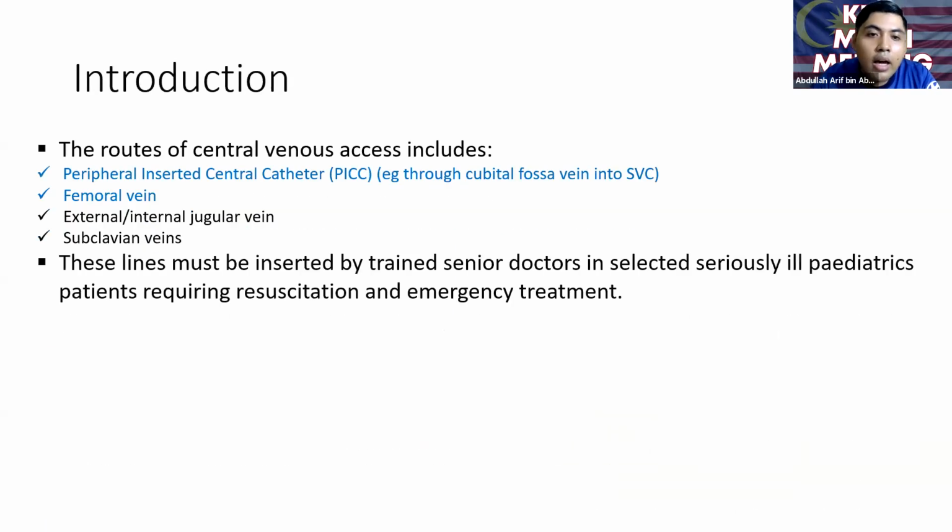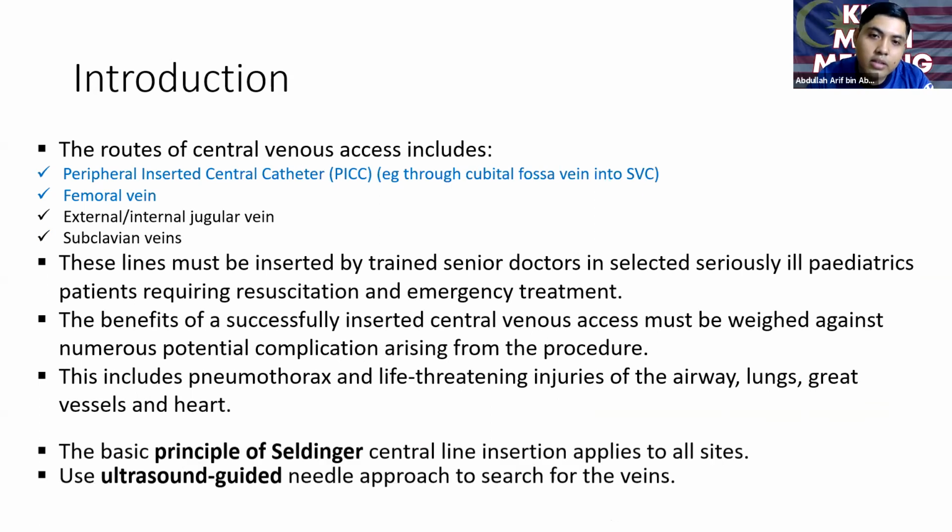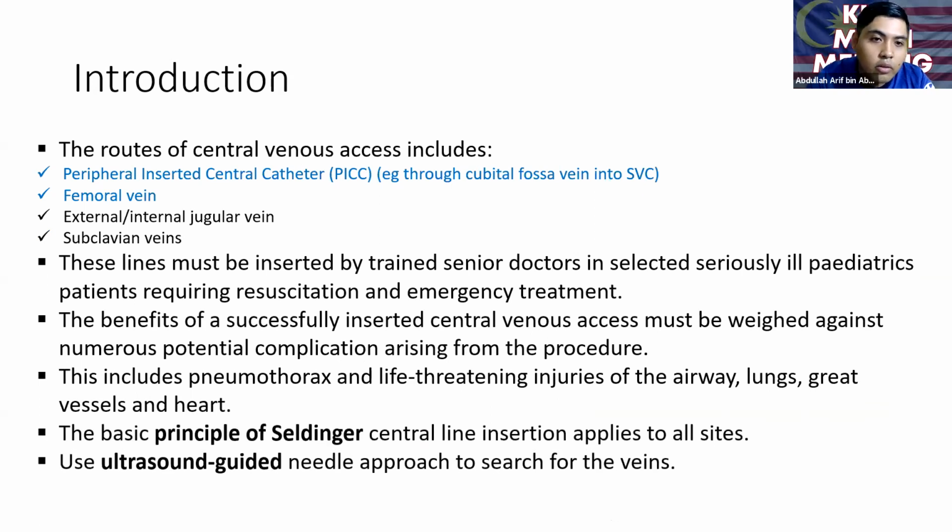In general, the routes of central venous access can be divided into peripheral inserted central catheter, PICC, femoral veins, external or internal jugular vein, and subclavian vein. However, for my topic today, I will be focusing on PICC or femoral vein. So what is central venous access?